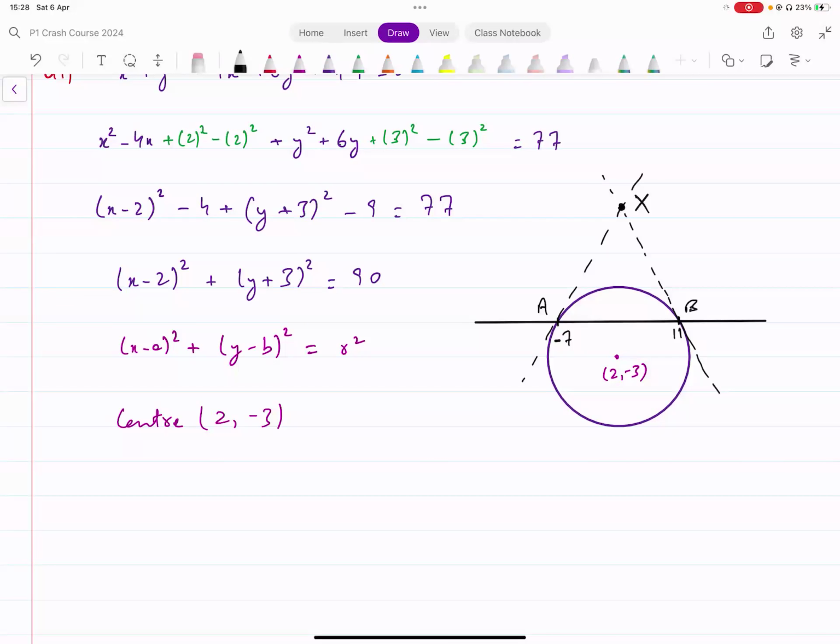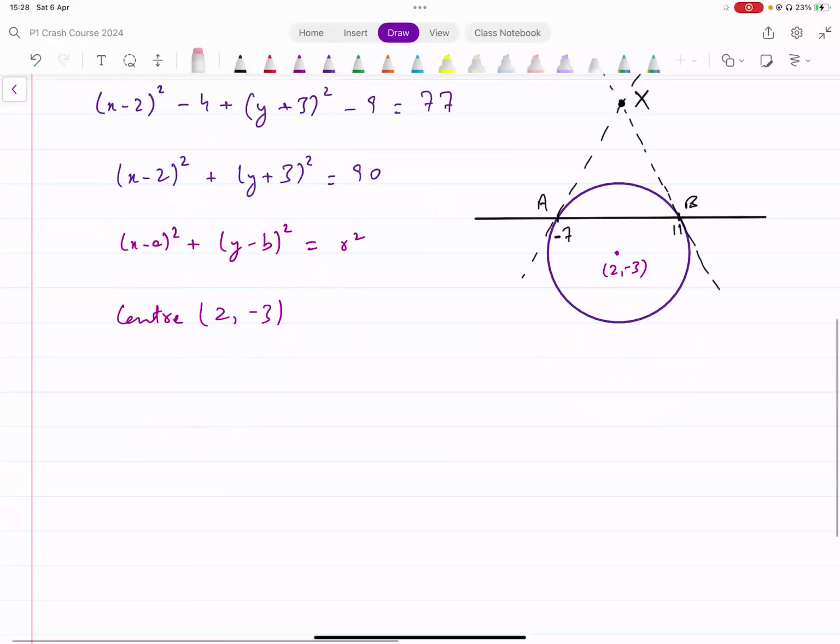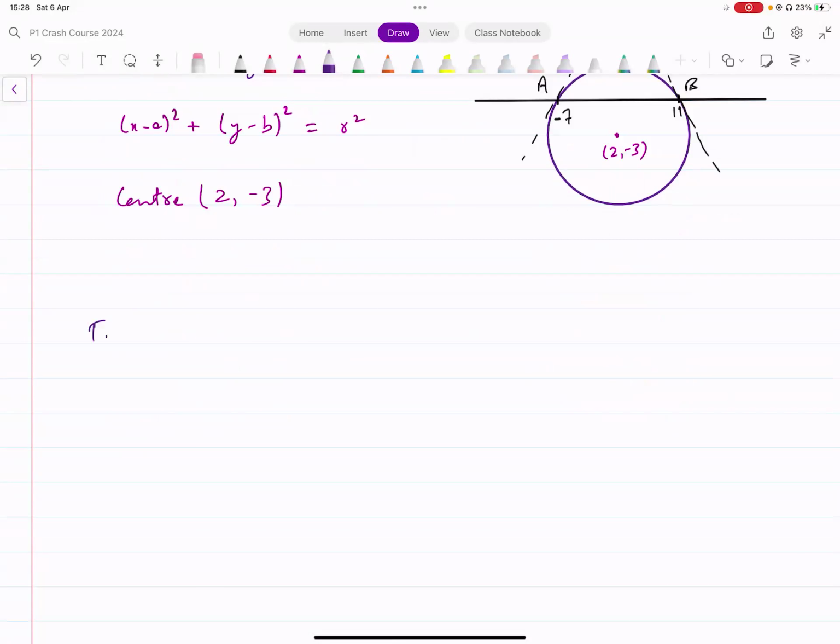Now, how would you think about that? One idea is that you could find the equations of both the tangents separately, solve them simultaneously, and that's going to give you that point of intersection. That is one possibility. How do you find the equations of the tangents? You could start with the equation of this first tangent, the tangent at A. Let's think about that.